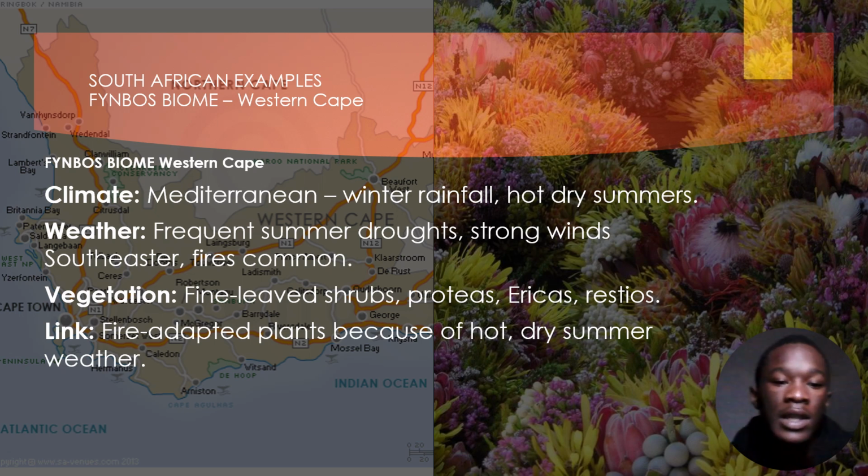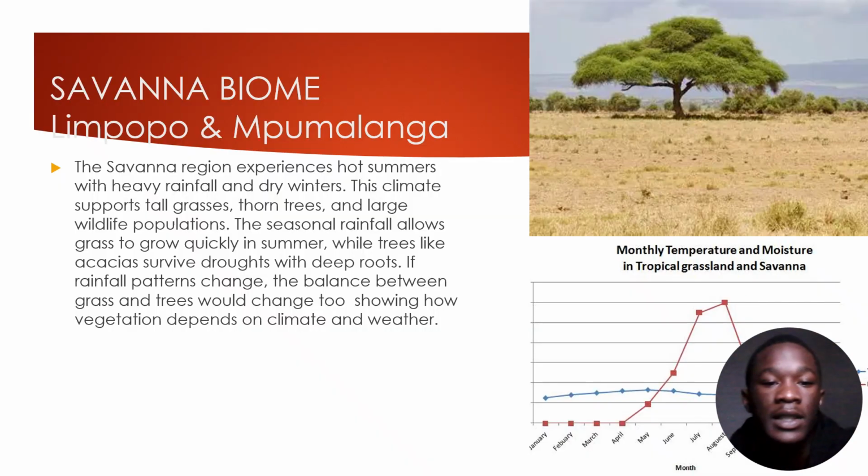And how does this link to this example? Fire-adapted plants because of hot, dry summer weather. And jumping on to our next slide, the savanna biome found in Limpopo and Mpumalanga. The savanna region experiences hot summers with heavy rainfall and dry winters. This climate supports tall grasses, thorn trees, and a large wildlife population.